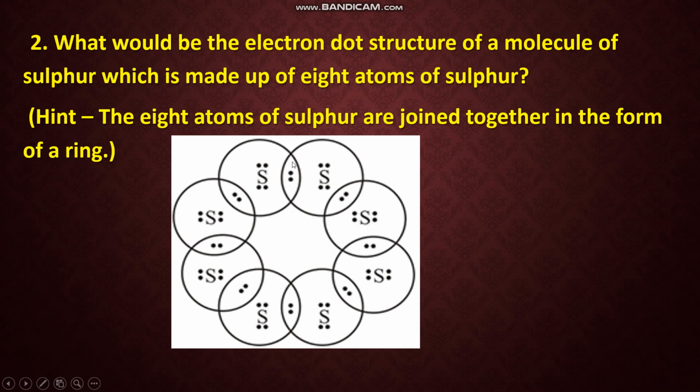So for this question, how can we write the answer? You can draw 8 overlapping circles around the sulfur, and one pair of electrons is shared between each sulfur atom. Remaining, for this sulfur here 1 electron, here 1 electron. So how many electrons remain? 4 electrons, because sulfur has 6 valence electrons. Those 4 electrons you can show here. This is the electron dot structure of sulfur.